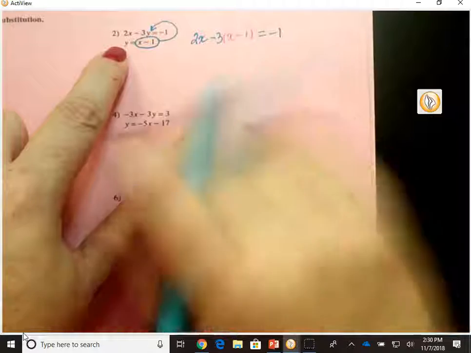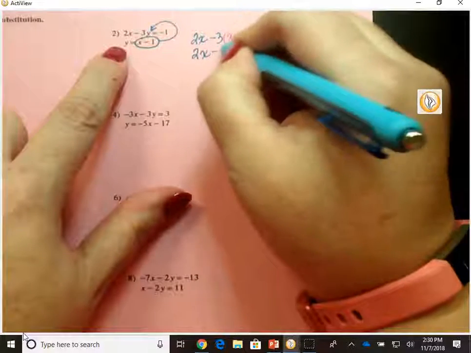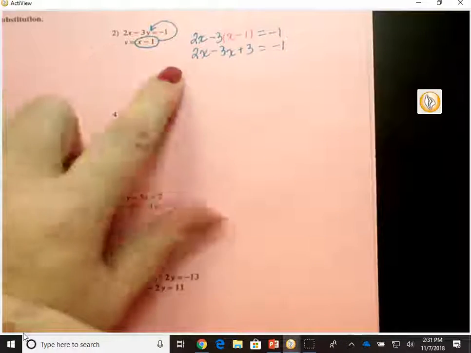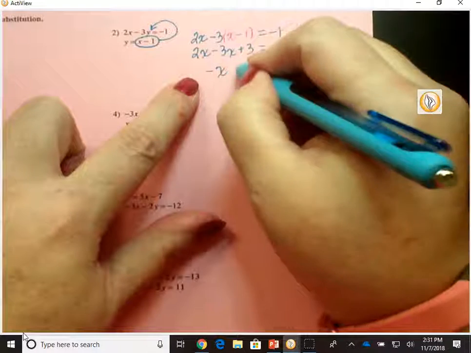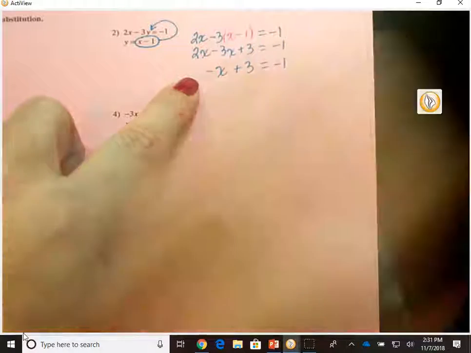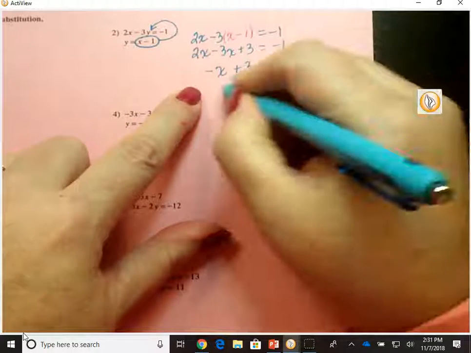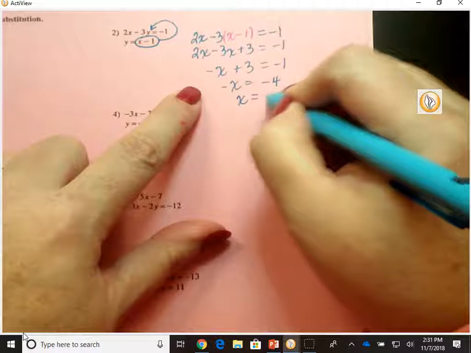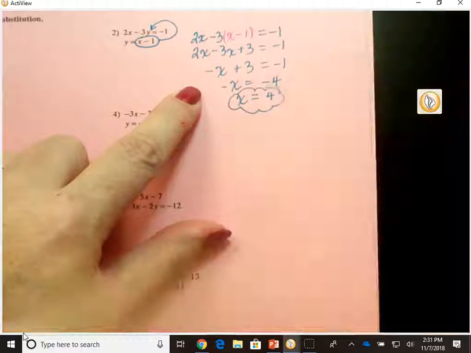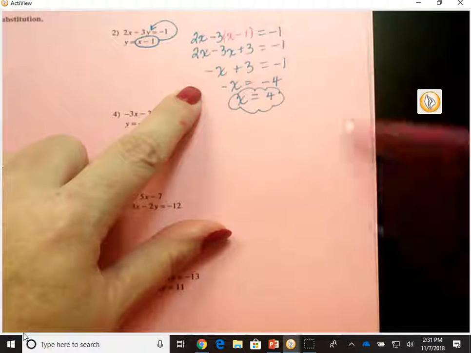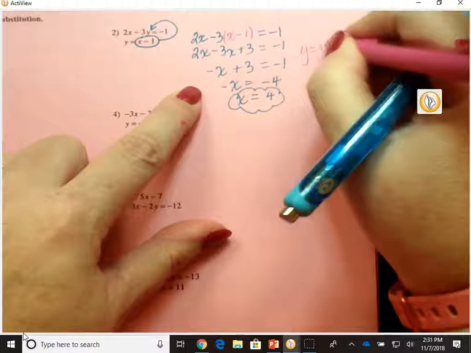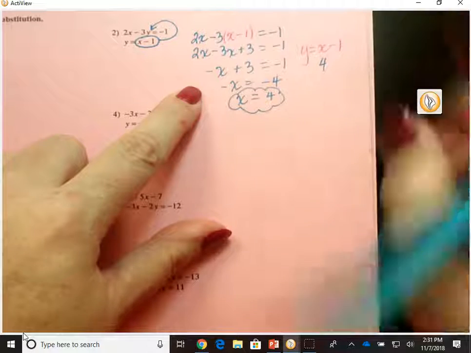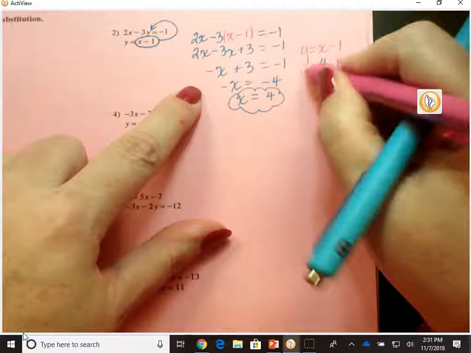So now you solve that equation. We have 2x minus 3x plus 3 equals negative 1. Combine like terms: negative x plus 3 equals negative 1. Solve for x, so negative x equals negative 4, so that means positive x is positive 4. Once you know what x is, then you can find y. We know that y is x minus 1, so that means it's 4 minus 1, which means y is 3.